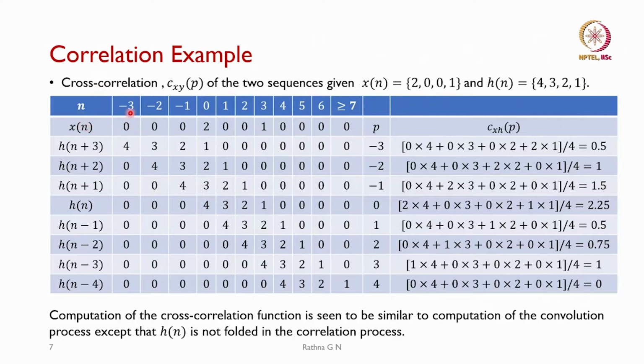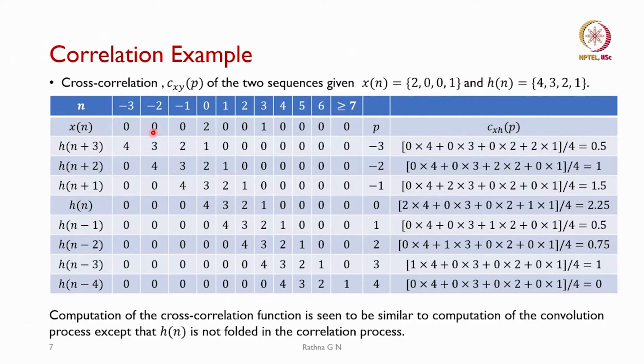So, n will be varying over minus 3, minus 2, minus 1, and then 0, 1 up to 3, and greater than or equal to 7 it is going to be 0. Like linear convolution, we call it linear correlation. Here the length is going to be L plus M minus 1. So, that is what we needed, even on the negative side.